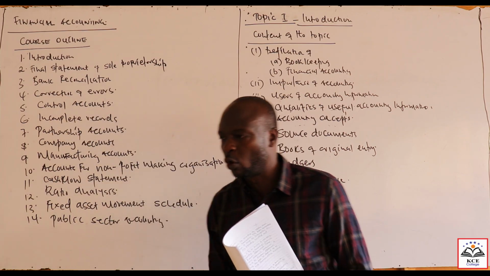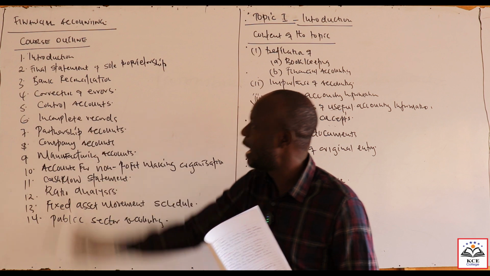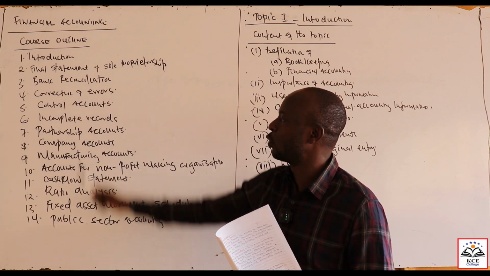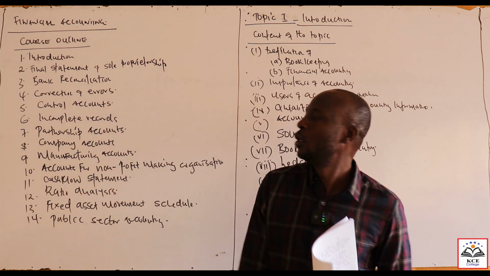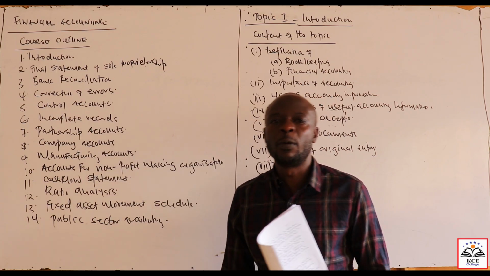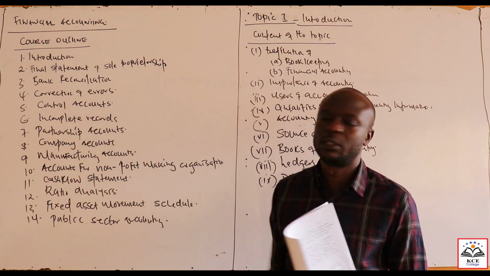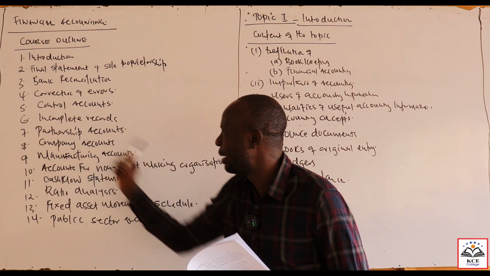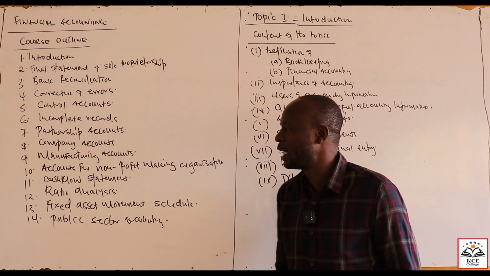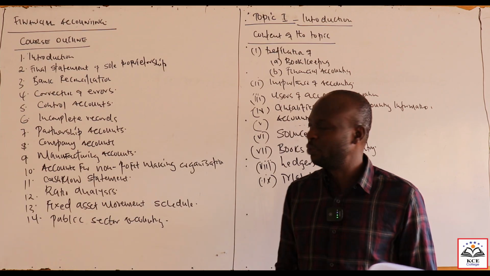We'll learn what is meant by correction of errors. Topic number 5, we have control accounts. Topic number 6, we have what we call preparation of final statement on incomplete records. We call them incomplete records. Then topic number 7, we have partnership, preparation of financial statements of a partnership business.